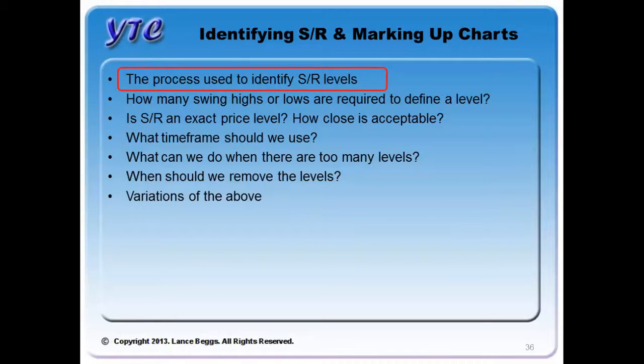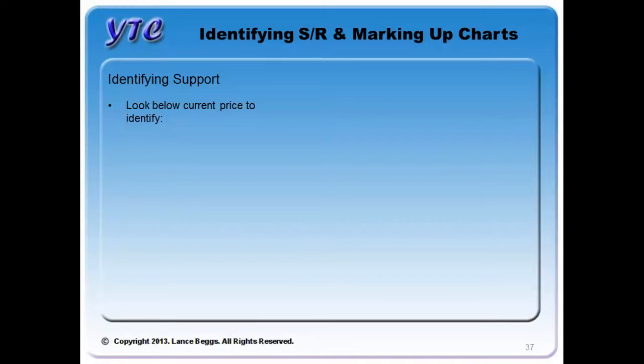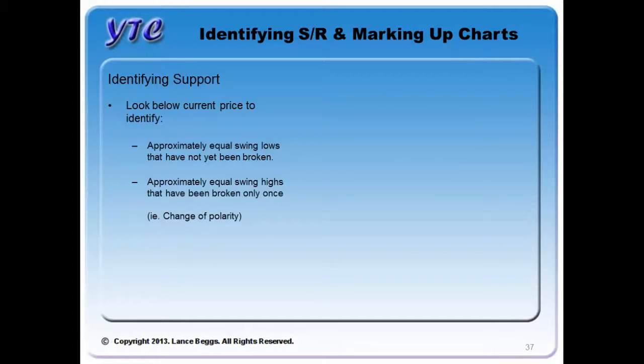First, let's look at the process for identifying and marking up our SR levels. We'll start with identifying support. We simply look below current price to identify approximately equal swing lows that have not yet broken, and approximately equal swing highs that have been broken only once, or a change of polarity.